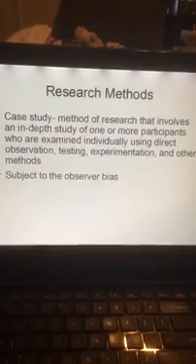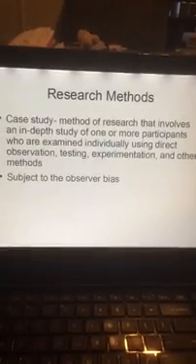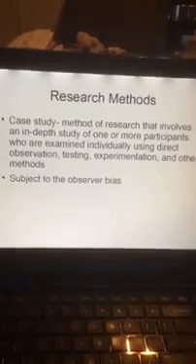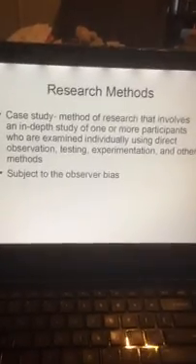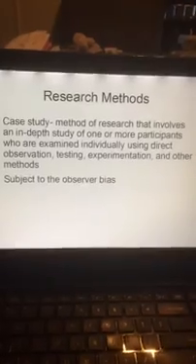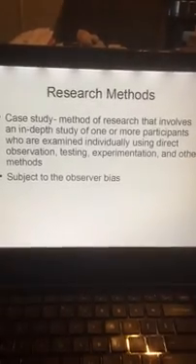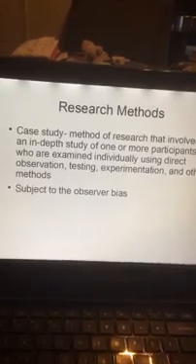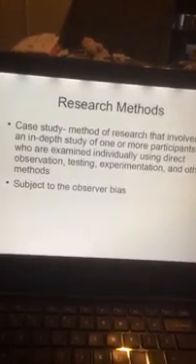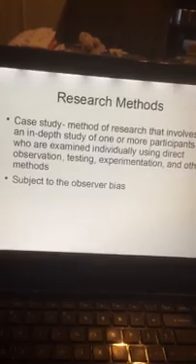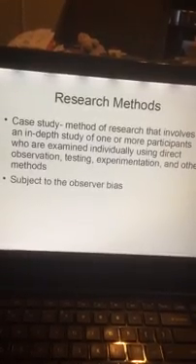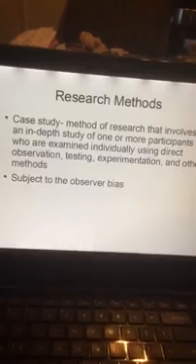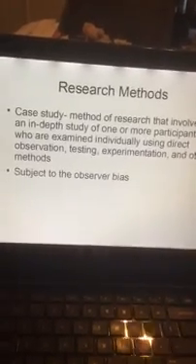It involves an in-depth study of 1 participant to examine an individual using direct observation, testing, experimentation, and other methods. These are typically done on people that are very hard to find in the general population, such as people with really high IQs, or someone that they talk about in relation to using a certain type of therapy on. If you ever want to read a good book on case studies, there's Yalom's book called Love's Executioner. That's a really good book. I'd recommend it.